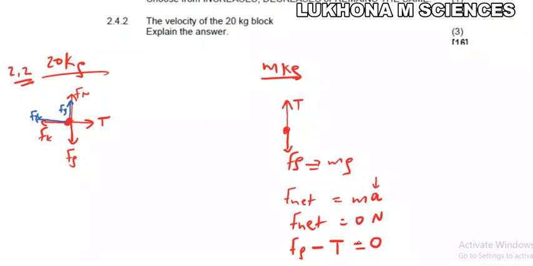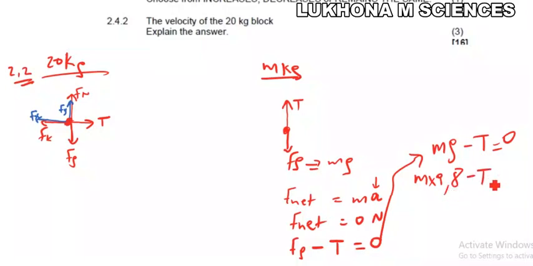Then here Fg is equal to mg. So from here to here, Fg is equal to mg minus the tension, which is equal to 0. The mass of this one is m, but g is 9.8. So it is 9.8 m minus the tension, which is equal to 0. So we have this equation. This is our first equation. We have two unknowns, that is the mass and the tension.